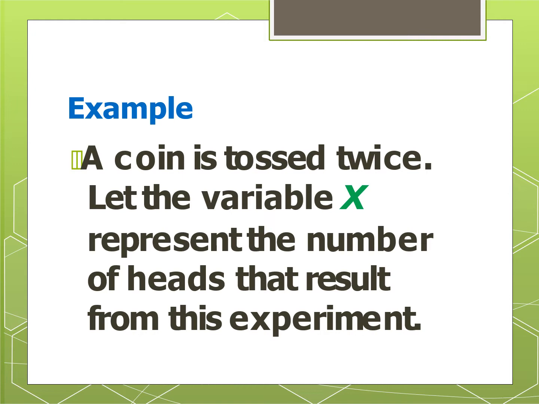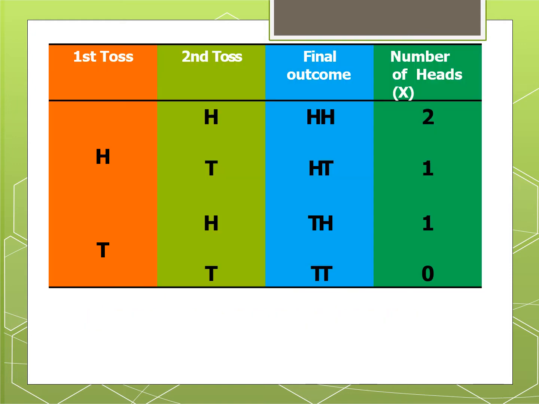Let's have our first example. A coin is tossed twice. Let the variable X represent the number of heads that result from this experiment. Now take a look at this illustration. The random variable is represented by the uppercase X, and the lowercase x represents the specific values. Hence, x could be 0, 1, or 2.